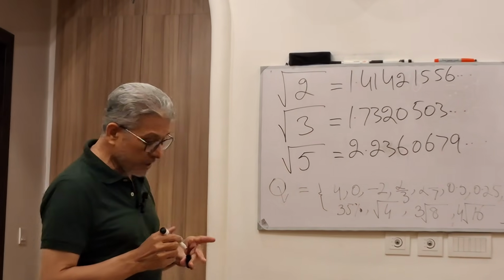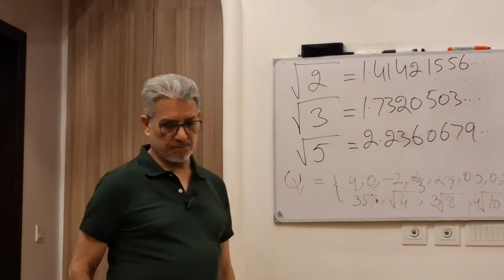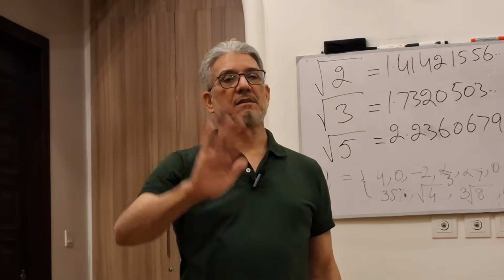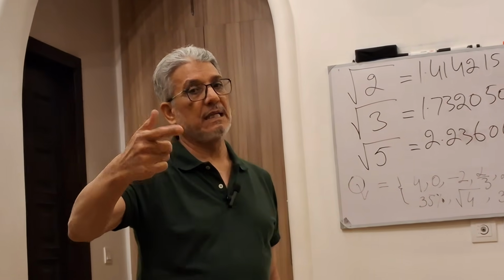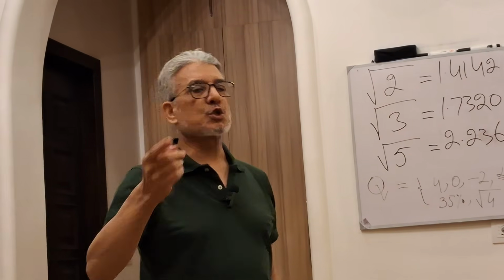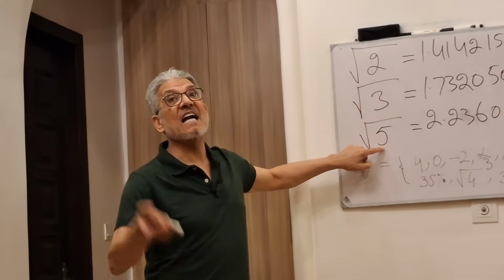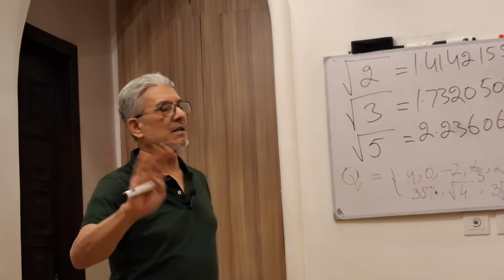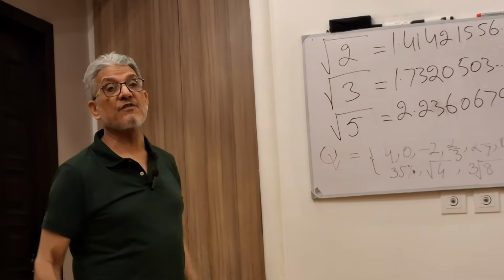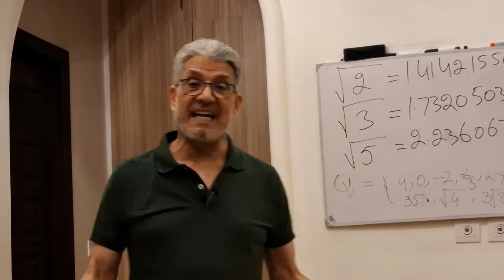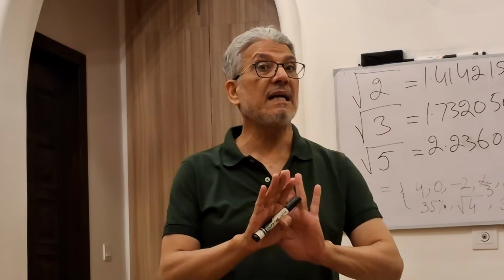Now, the conclusion we have drawn from here is that the square root of a perfect square is a rational number. And the square root of a number which is not a perfect square is not a rational number. Square root of 2 is not a rational number. Square root of 3, 5, 6, 7, 8, they are not perfect squares. So they are irrational numbers.